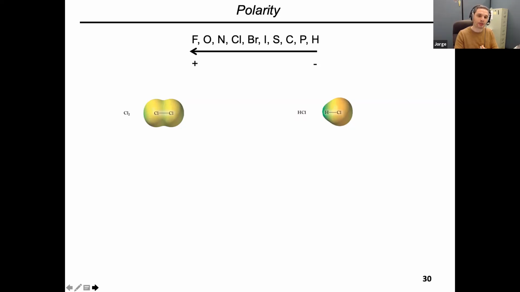So I would like to analyze two compounds here, Cl2 and HCl. And let's try to figure out if in Cl2 and in HCl, there is one atom that attracts more the pair of electrons compared to the other one. And from that, we will define polarity.